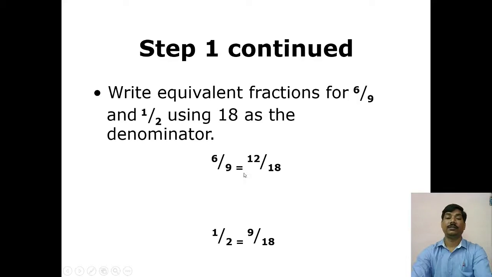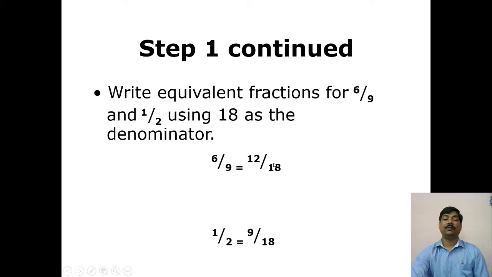So find the equivalent fraction of 6 upon 9 with denominator 18. So 9 converts into 18. So how? By multiplying by 2. So you have to also multiply 6 by 2, so 6 multiplied by 2 is 12. So this fraction will be the equivalent fraction of 6 upon 9. Similarly, you are getting 9 upon 18 as the equivalent fraction of 1 upon 2. Here the 12 upon 18 and 9 upon 18 are like fractions.